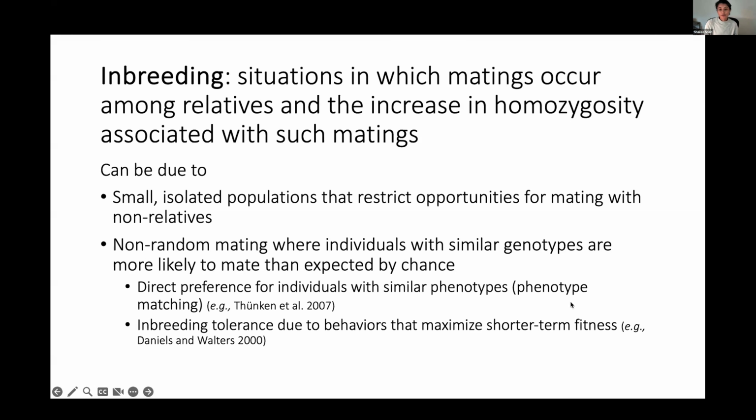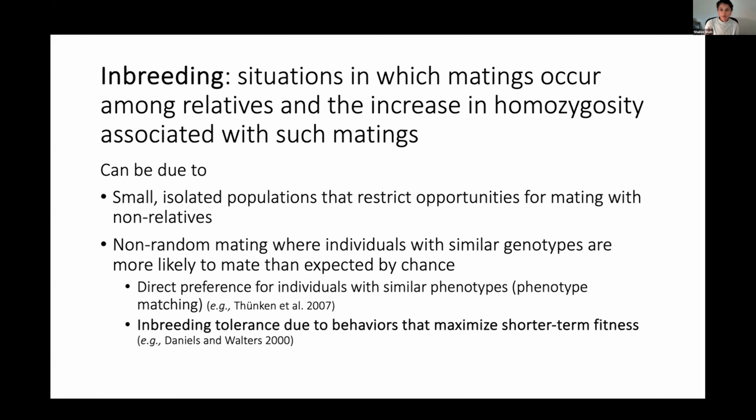It is this second scenario, which can be further broken down into a direct preference for individuals with similar phenotypes. This is called phenotype matching. And this has been documented in, for example, some species of cichlid fish, where they prefer to mate with individuals that look similar to them, and that results in inbreeding. But then there can also be some completely different behaviors that seek to maximize short-term fitness, but in turn lead to inbreeding as an indirect effect. And this inbreeding can be tolerated on some level in the population because of that increase in fitness that presumably outweighs at least the short-term costs of inbreeding. And so it is this second behavioral component that I'm interested in exploring today.